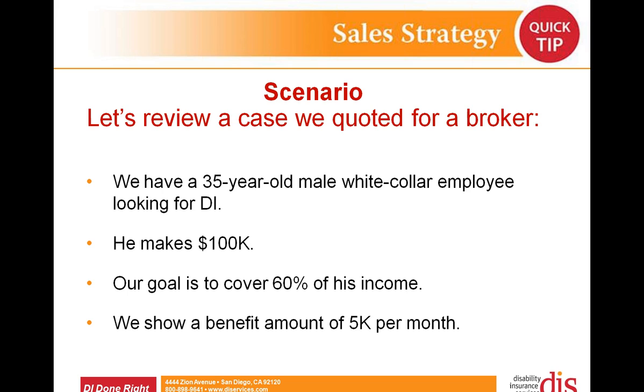So in this person's case, if their gross income was $100,000, and we're showing $5,000 a month of benefit, it's probably going to be even more than 60% because most people don't live on gross pay, they live on take-home pay. And so if you're not paying any taxes on that $5,000 a month DI policy, you're probably going to end up covering more than 60%.